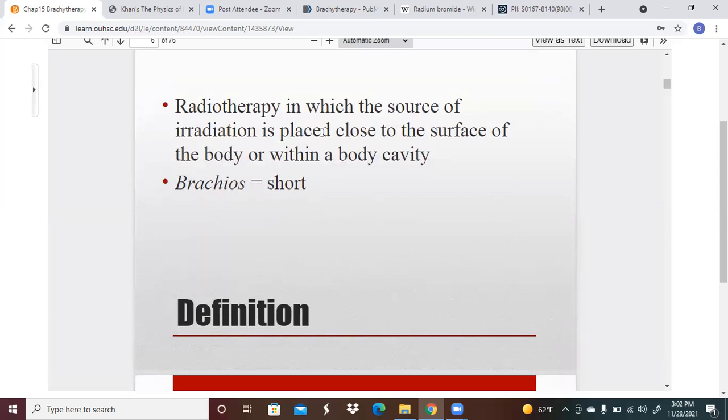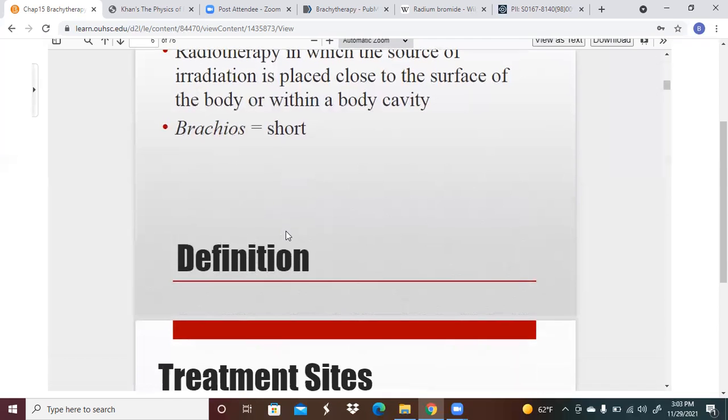So in radiotherapy, the source of radiation is placed close to the surface of the body or within a body cavity. In other words, rather than in teletherapy, where you're going to be zapping it from a distance, in brachytherapy you're actually taking the radiation and putting it within the tumor or very, very close to it in order to have the rays interact with that tumor. Sometimes it's just easier not to have to cut through so much normal tissue in order to get to the problem. Obviously, brachios is the same as short, so that's where brachytherapy comes from.